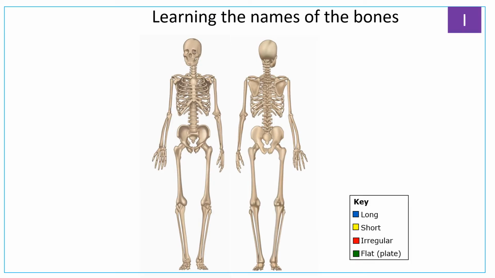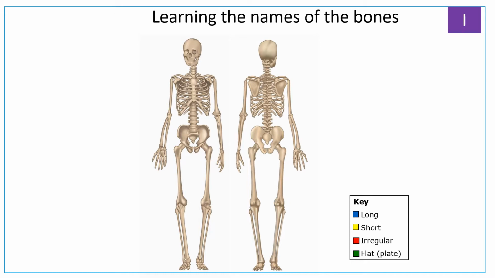So, learning the names of the bones. There's a key on this page as well, and we know we can classify bones into different types. We got long bones, short bones, irregular bones, and flat bones. So this is what we're going to do.